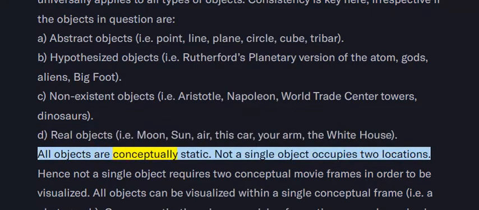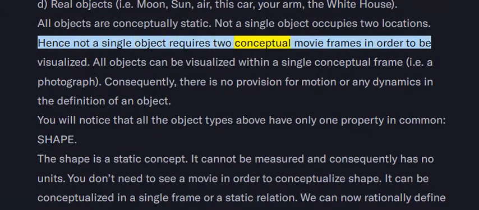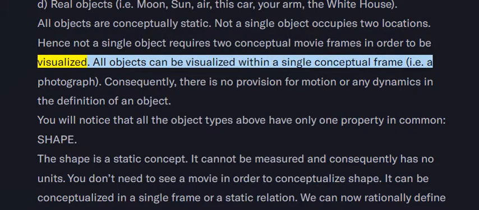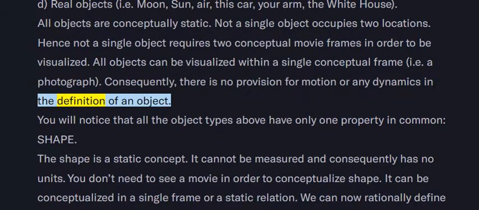All objects are conceptually static. Not a single object occupies two locations. Hence not a single object requires two conceptual movie frames in order to be visualized. All objects can be visualized within a single conceptual frame, i.e. a photograph. Consequently, there is no provision for motion or any dynamics in the definition of an object.